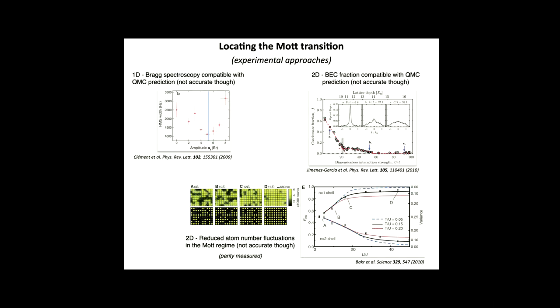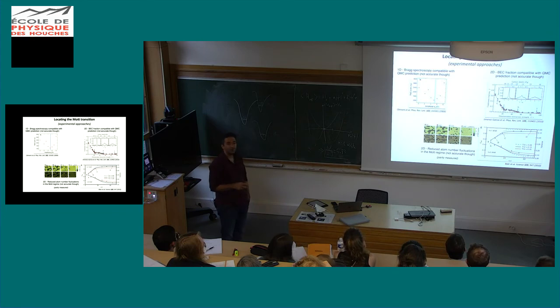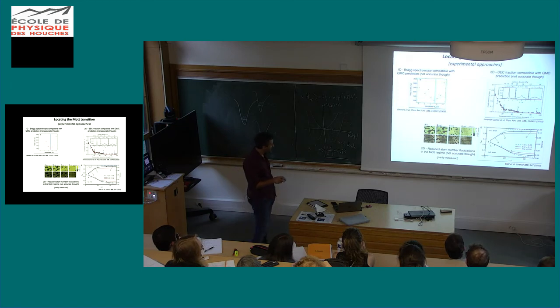Okay, so now, what have we done? I told you that we will try to look a little bit back. Well, we've observed the Mott transition in many different systems. So 1D, 2D, this is also 2D, I will come to 3D later, with different approaches, so Bragg spectroscopy and trying to measure the condensate fraction.